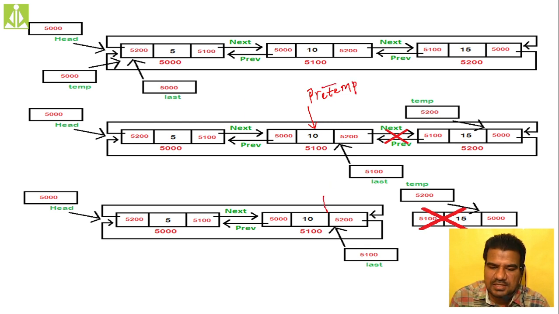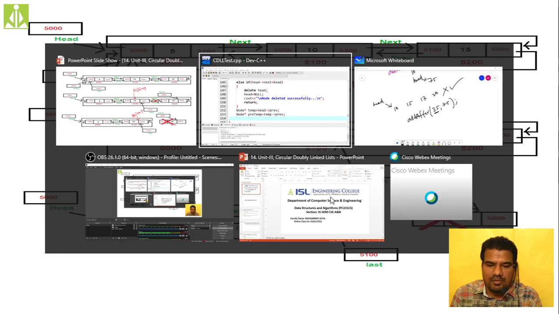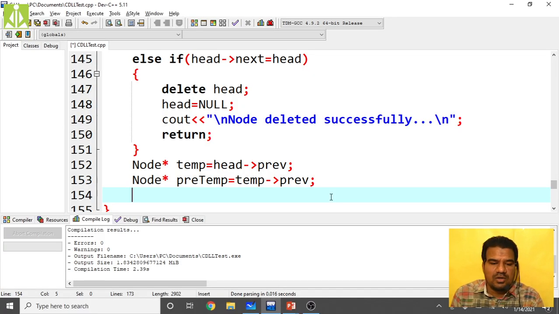Pre-temp, in the sense, prior pointer to temporary pointer. Pre-temp will point here, and using that pre-temp we make the connections, and using this temp we delete that last node. Two different pointers, two different purposes. I have taken 2 pointers. The temporary pointer is pointing to the last node, and the pre-temp pointer is pointing to the last but one node, the node before the temporary pointer. Likewise.